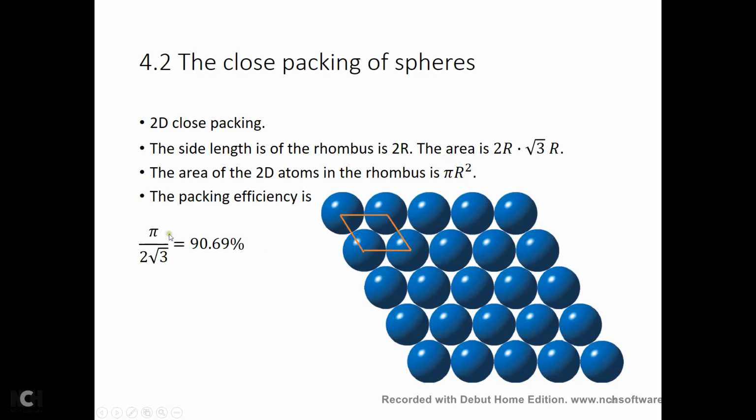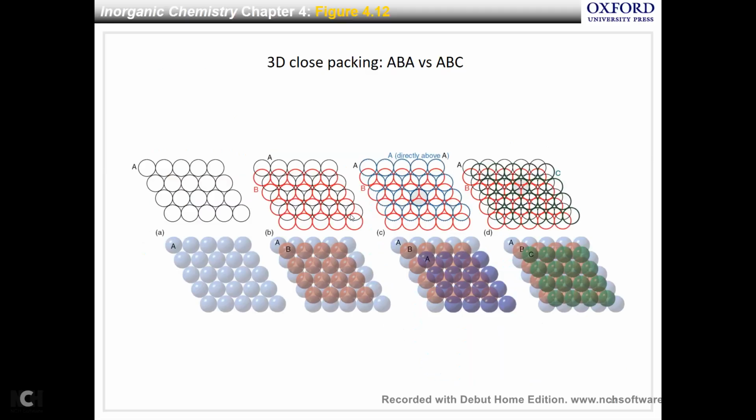And then you just need to do a division. You have pi r squared on top, and 2 times square root of 3 r squared on the bottom. You have 90% efficiency over here. But this is just a simpler two-dimensional analog of three-dimensional close packing.